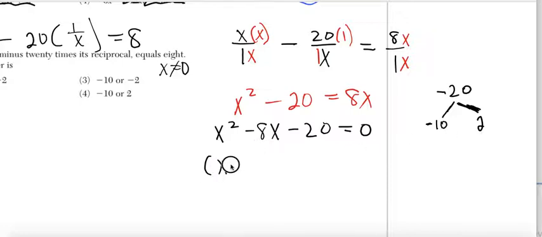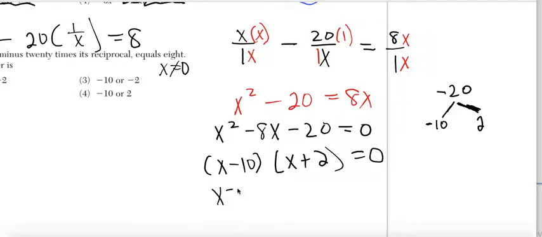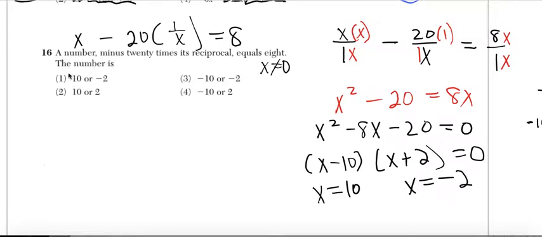So this factors into (x minus 10)(x plus 2) equals 0. Now if I solve this, if x minus 10 is 0, I get x equals 10. If x plus 2 is 0, I get x equals negative 2. So the answer should be positive 10 and negative 2, which is right here, choice 1.